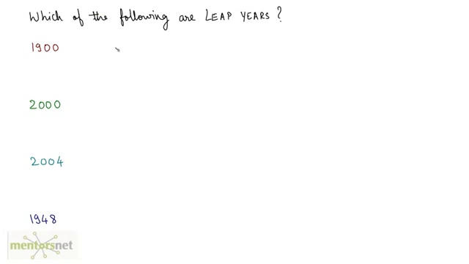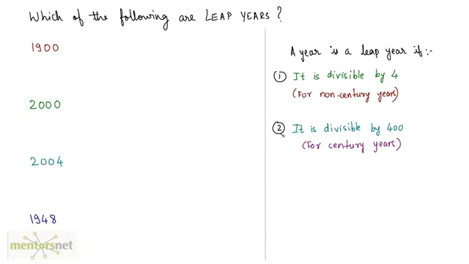We have been asked which of the following years are leap years. So let me write the steps to determine whether a year is a leap year or not. There are two conditions. First of all, you'll have to check whether it is a century year or not. What is a century year? Well, a year which is a multiple of 100 is a century year. So 1900 and 2000 are century years. If it is not a century year and it is divisible by 4, it is a leap year. And if it is a century year, it must be divisible by 400, then only it is a leap year.